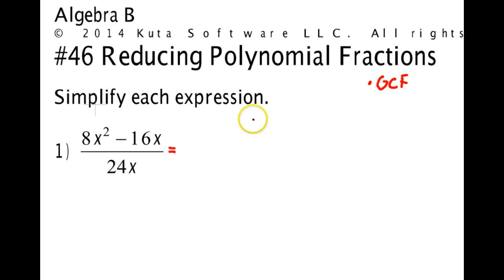The way to cancel things out, remember that we cannot do this. You're not allowed to, if it's being added, you cannot just cancel them out. Because 4 plus 6 is 10, right? 10 over 4, or 5 over 2. If you just cancel out the 4's, then you're left with 6. That's not the right answer. So you're not allowed to cancel if you have an addition or subtraction.